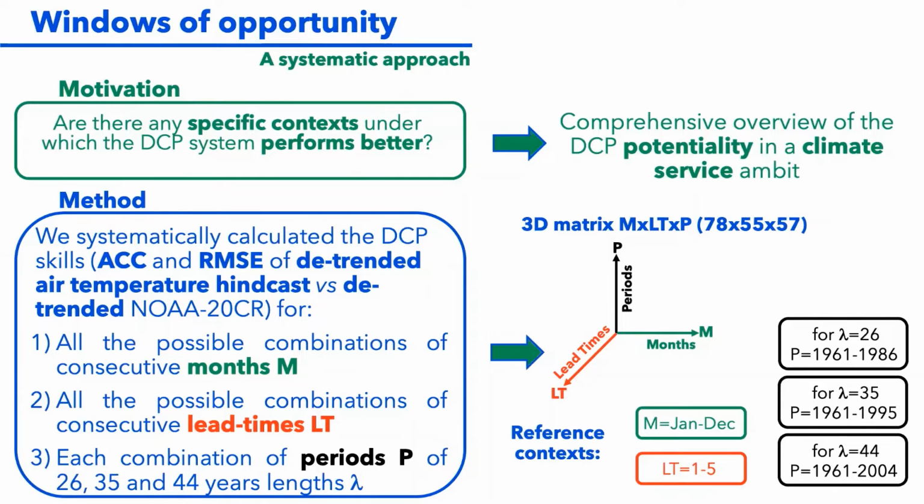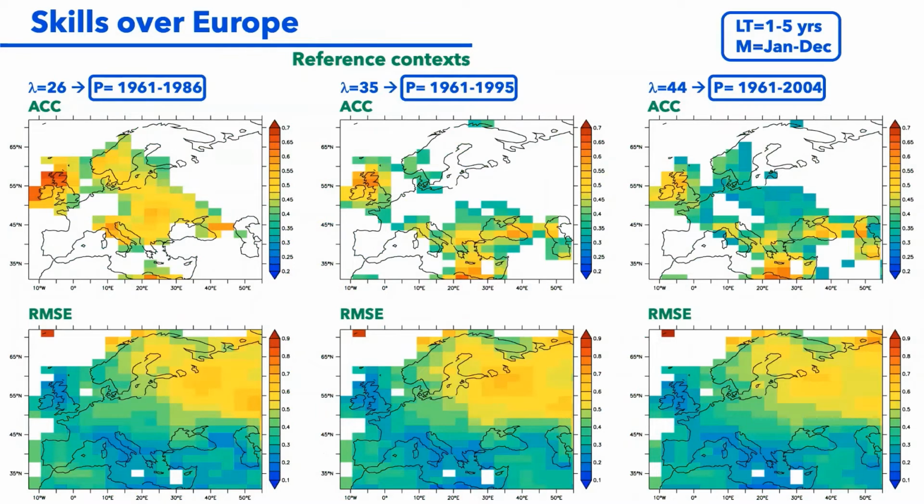And in order to establish a reference context, we fixed it to be the one including all the months of the year, with lead time 1.5, and with the first year for each of the combinations of period. So we fix this reference context.